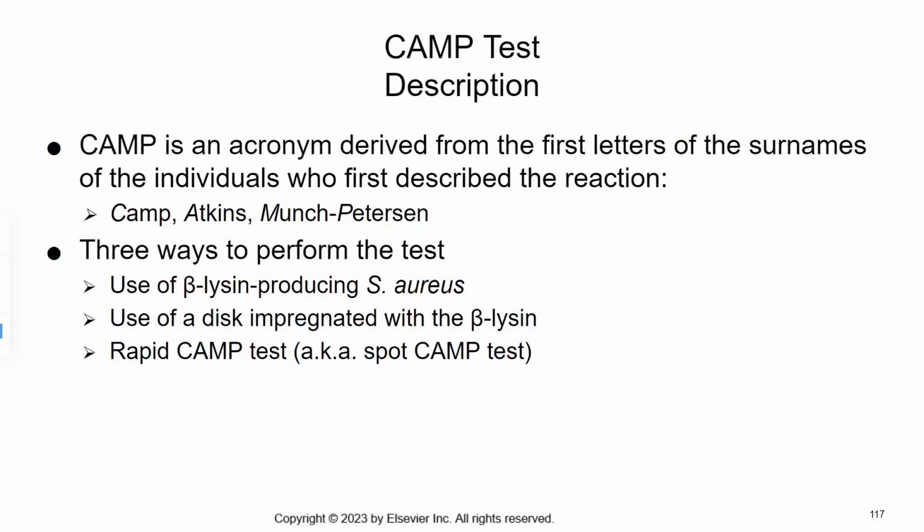The CAMP test. CAMP is an acronym derived from the first letters of the surnames of the individuals who first described the reaction: Christie, Atkins, Munch-Petersen. There are 3 ways to perform the test. Use beta-lysin producing Staph aureus, use a disc impregnated with beta-lysin, or do the rapid CAMP test.